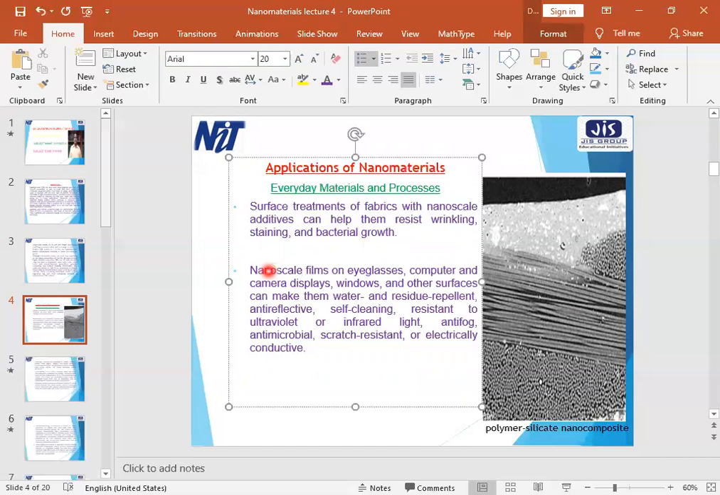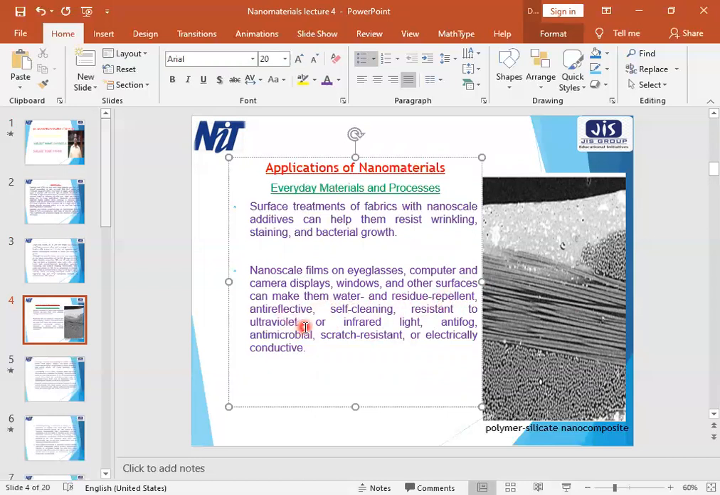Nanoscale films on eyeglasses, computer and camera displays, windows and other surfaces can make them water and residue repellent. The water will not stick to that. The residue will not be there. There will not be any dust. It will be free from dust.